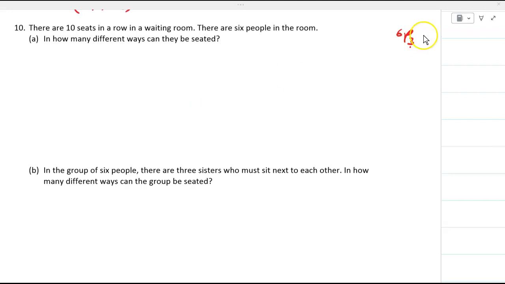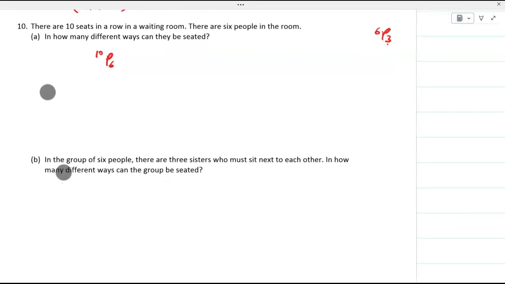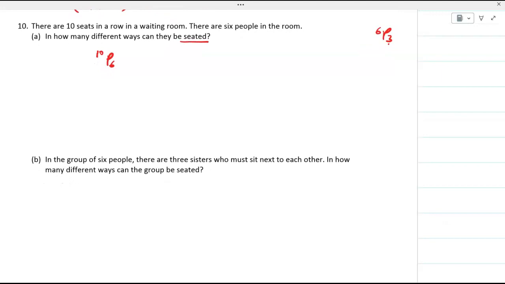Okay, so let me just complete this. So this is your 10P6 basically, correct? Because you are arranging. The key words are number of different ways they are seated. I'll tell you, this is a standard procedure. Whenever you are arranging books on a shelf, it's permutation. Whenever people are sitting for a photograph, it's permutation, because the order is important. Arranging letters in a word, permutation. Arranging digits in a number, permutation.